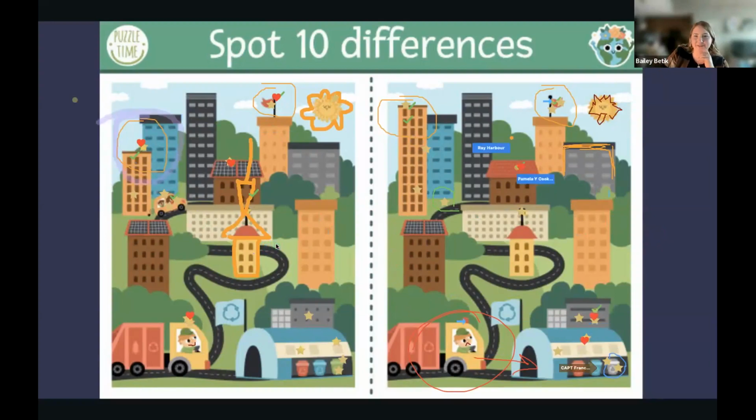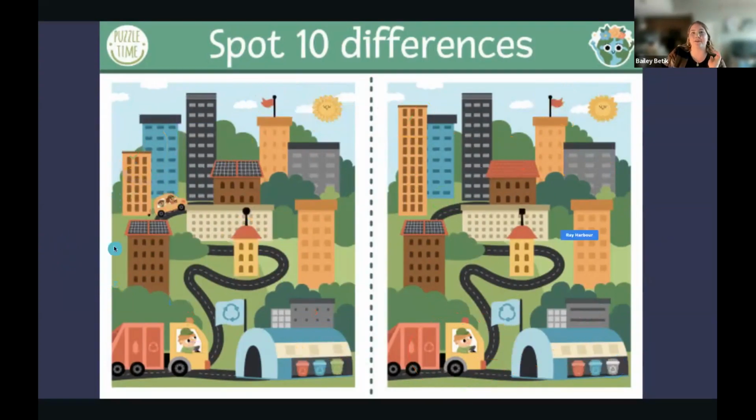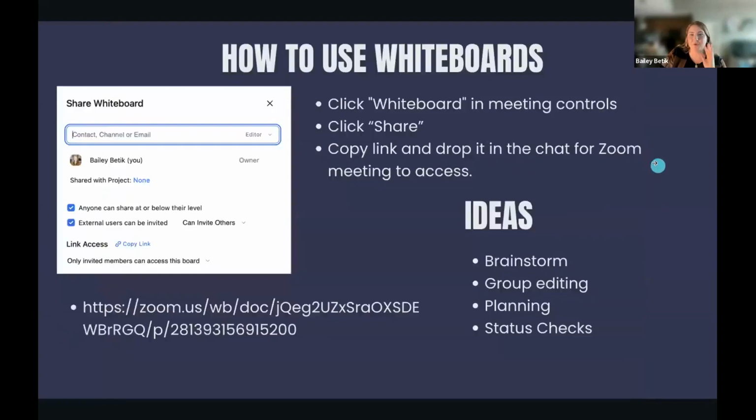So great. I think we've maybe solved it. I don't know. I'm looking at the different buildings, but I think we are at a point where we can move along from that. So thank you for playing this fun little game with me for right now. And we are going to move on to one of my other favorite features of Zoom. Instead of annotation, we're going to move on to whiteboards.